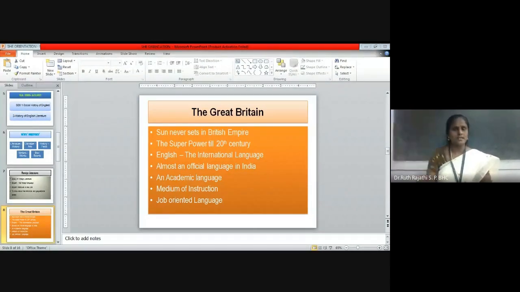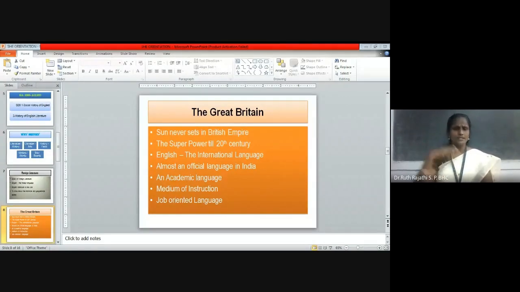Maybe at the higher education level, if you talk about the professional courses or even arts and science courses, the medium of instruction is only English. So just think about how this small land has come to these greater levels. And English is a job-oriented language, no doubt in that. When you go to your final year, third year, you'll have so many campus drives and interviews, where you will be tested in your personality development as well as communication skills. These two aspects are very important in all the interviews today.